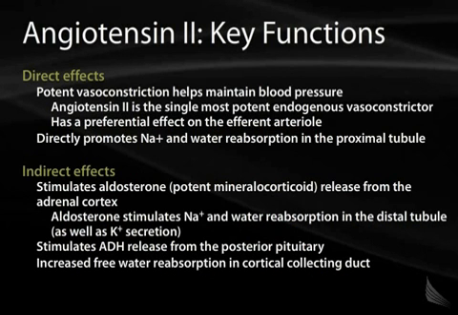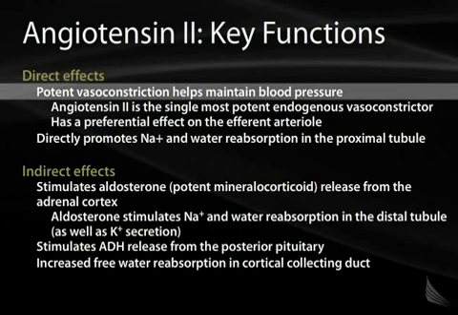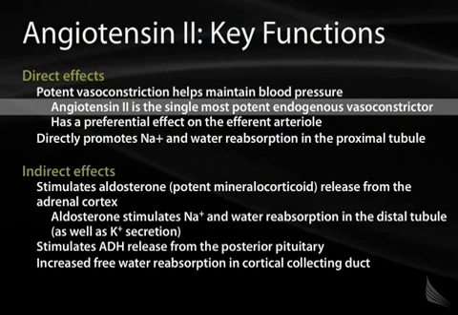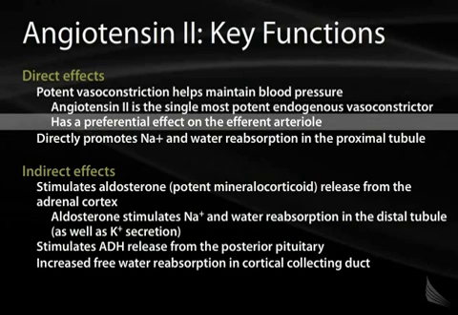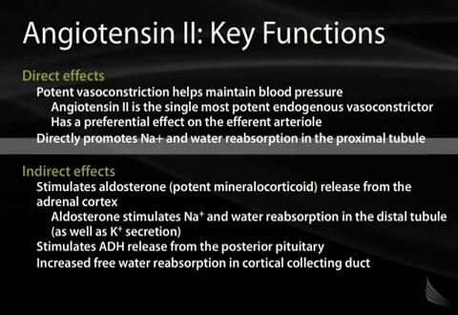Let's review the key functions of angiotensin 2. The direct effects. It is a potent vasoconstrictor that helps maintain blood pressure. It is perhaps the single most potent endogenous vasoconstrictor. While it has a vasoconstrictive effect both in the systemic and the renal circulation, it has a preferential effect in the efferent arteriole, which then will lead to increased GFR. It also directly promotes sodium and water reabsorption in the proximal tubule.